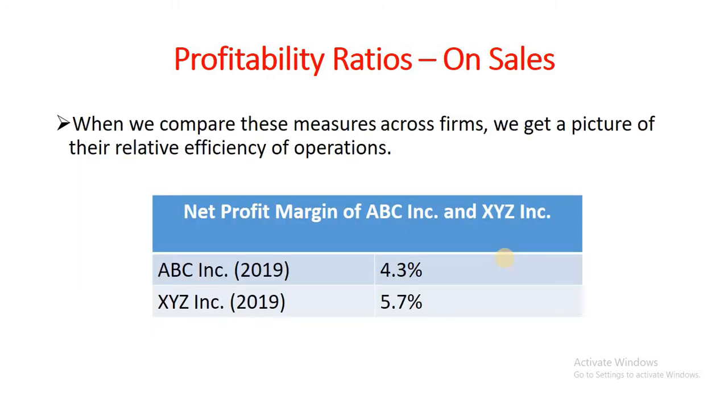If we compare net profit margin between ABC Incorporation and XYZ Incorporation in 2019, we can see that ABC Incorporation has a lower net profit margin than its competitor. So ABC has scope to improve its operation, or it should take some steps to increase revenues and minimize costs to outperform its competitors.